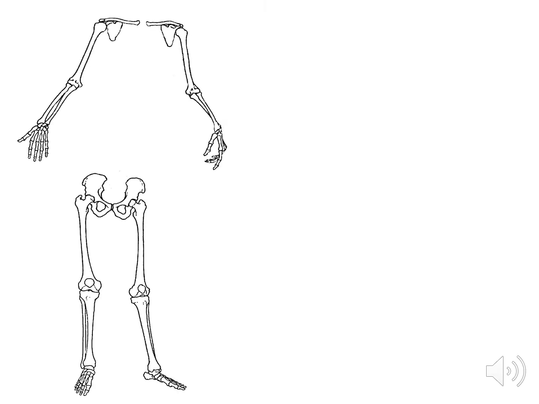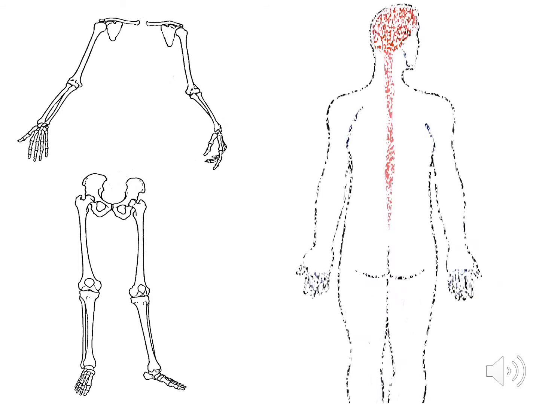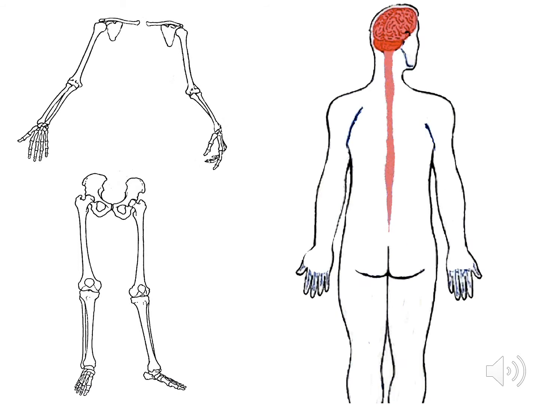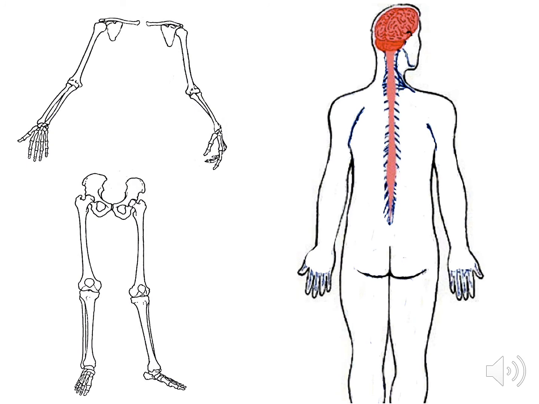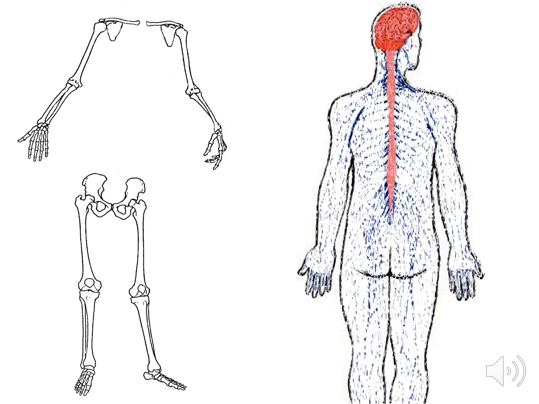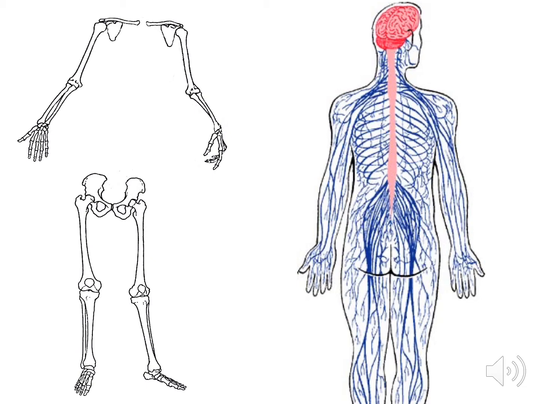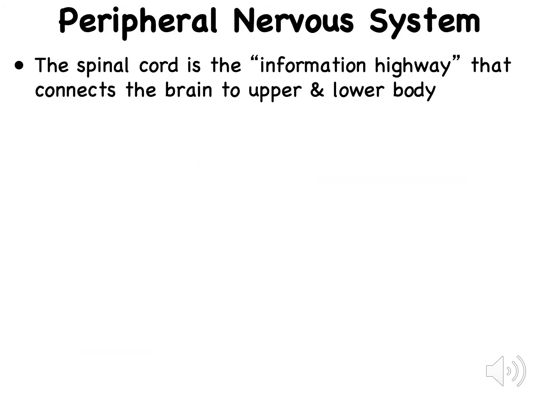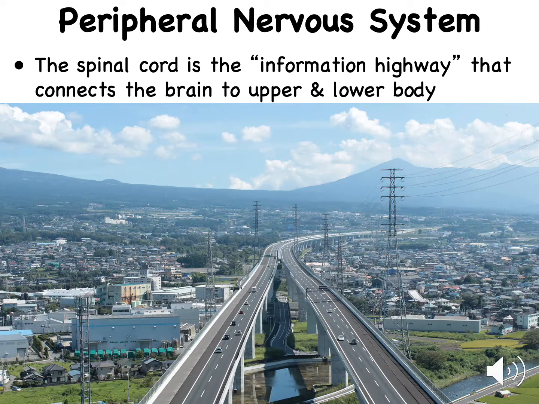In any event, when the appendicular skeleton finally evolved and came to be, along with its muscles, what was needed was an extension of the central nervous system to communicate with those muscles that move the appendicular skeleton. And that was in the form of these blue lines that you see before you, the peripheral nervous system. So basically, the peripheral nervous system communicates with the spinal cord, and the spinal cord is the information highway that connects the brain to the upper and lower body.